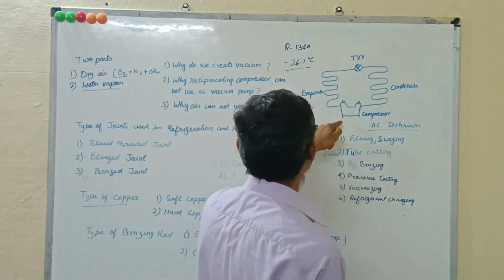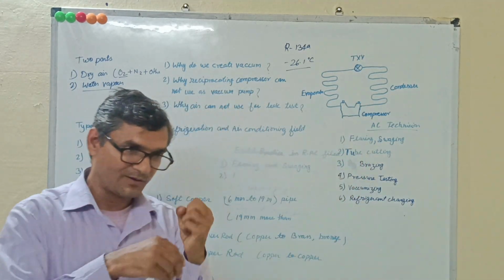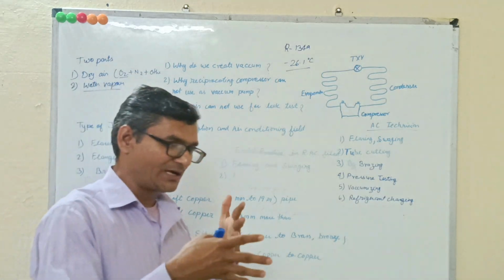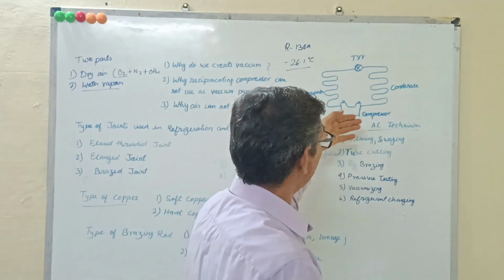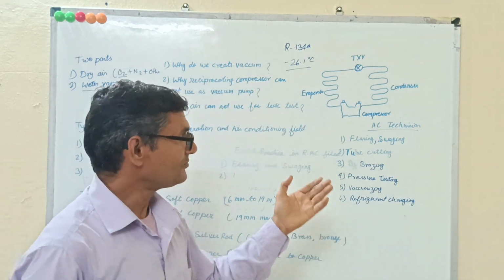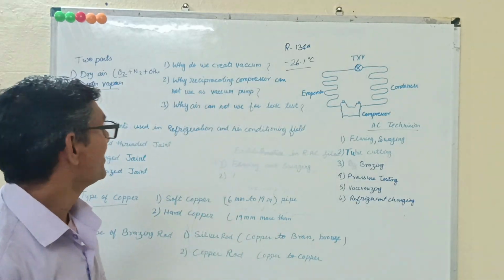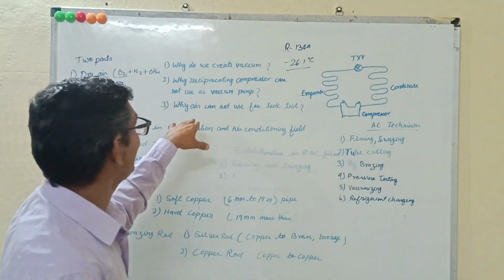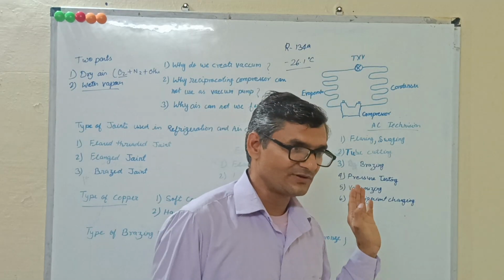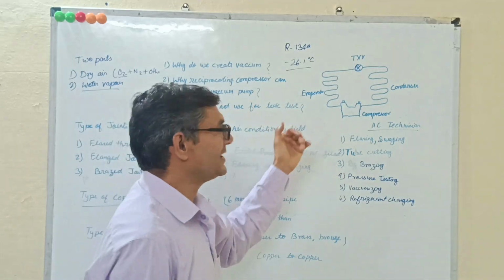Then air remains here, and oxygen with refrigerant will generate and create something very highly explosive. Then what happens? It will blast. Okay, that is so. That's why we cannot use air, because there may be chances of accidents when using air for leak test.